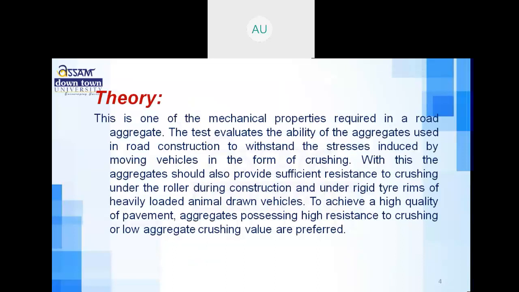With this, the aggregates should also provide sufficient resistance to crushing under the roller during construction and under rigid tire rims of heavily loaded animal-drawn vehicles. That means the aggregate crushing value provides a relative measure of resistance to crushing under gradually applied compressive load. To achieve a high quality of pavement, aggregates possessing high resistance to crushing, or low aggregate crushing value, are provided.